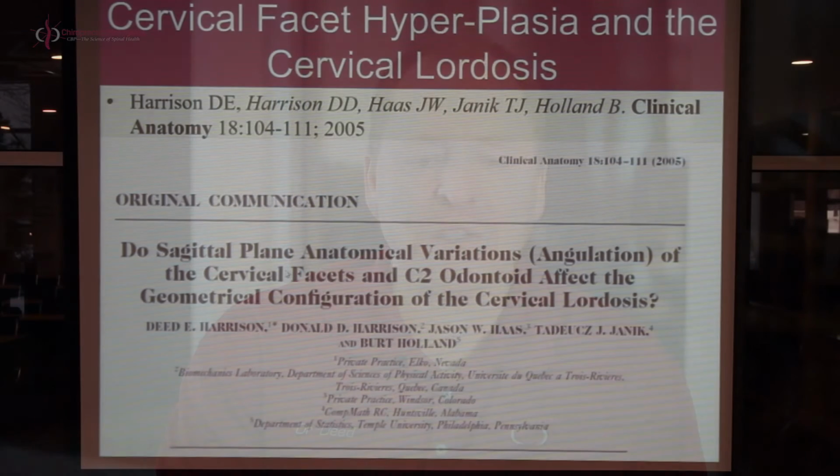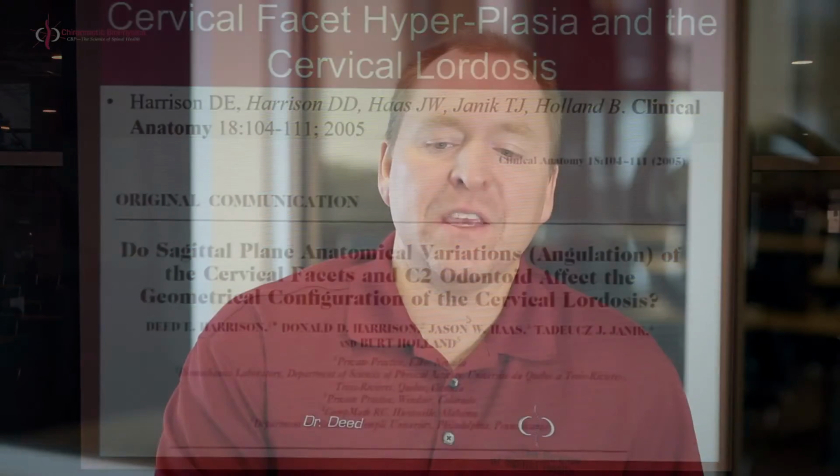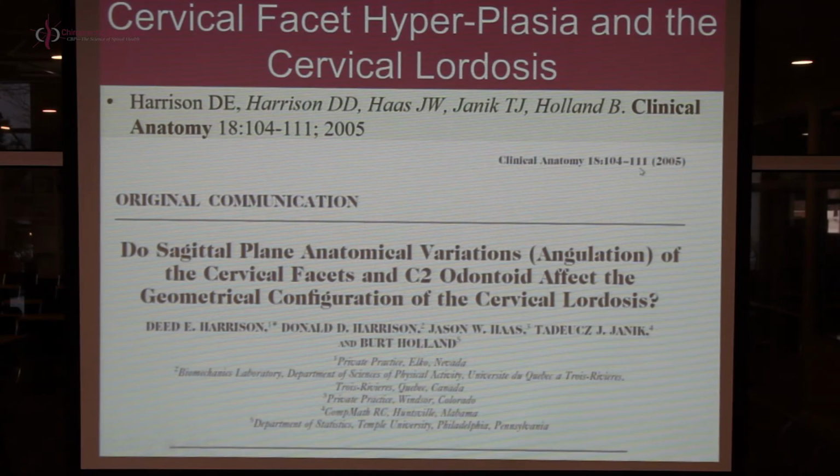We did this in 2005 in the journal Clinical Anatomy. The title of the paper is Do Sagittal Plane Anatomical Variations, aka Angulation and Height of the Cervical Facets and changes in the shape of the C2 or odontoid process in the sagittal plane, do those affect the cervical lordosis? And this was Clinical Anatomy, volume 18, pages 104 through 111, 2005.